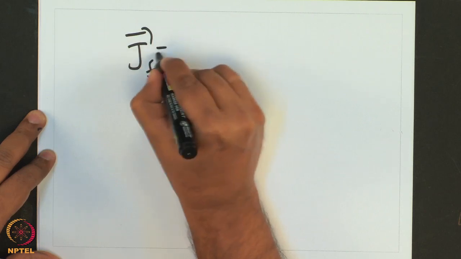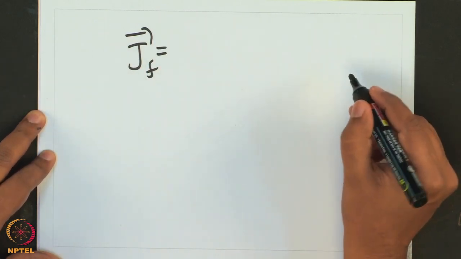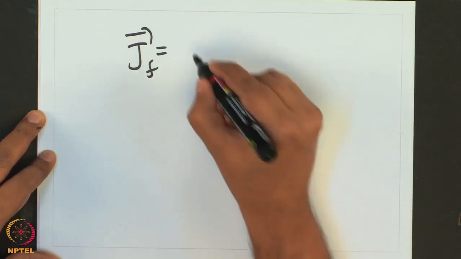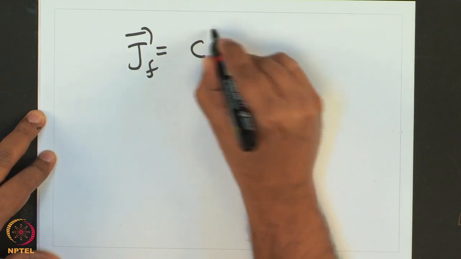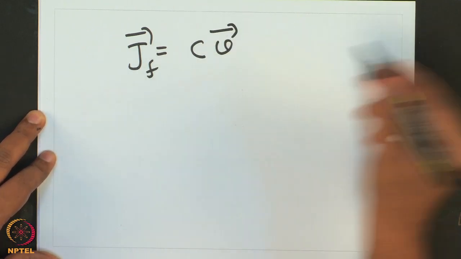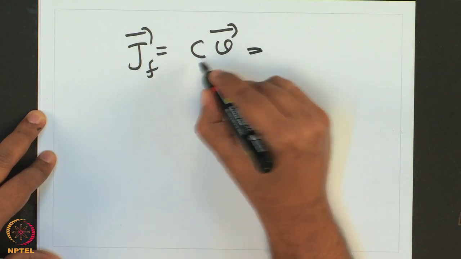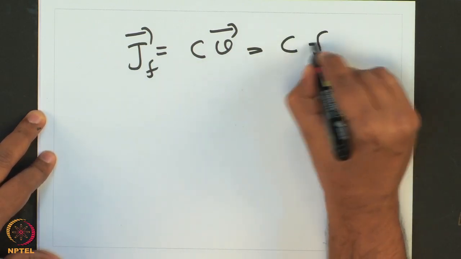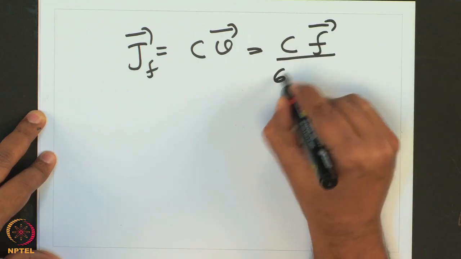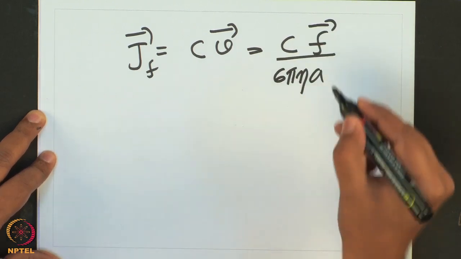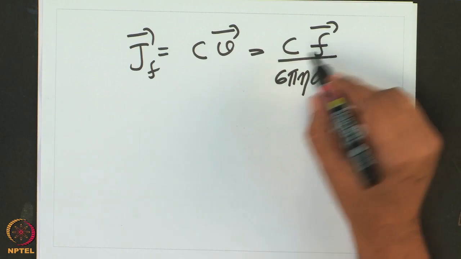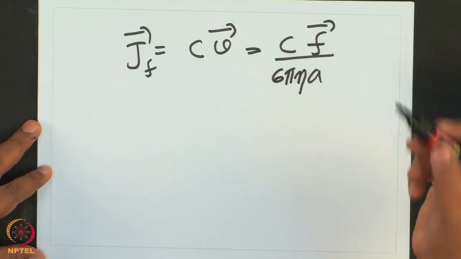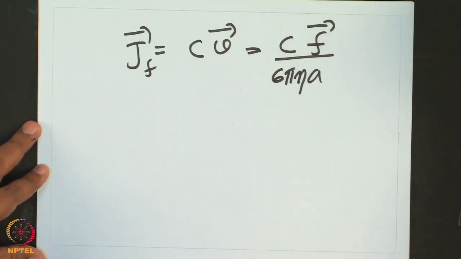So JF is the current due to the electrostatic attraction, which we know is C times V, where V is the velocity, and this is related to the force. Velocity is always related to force. It is C times F by 6 pi eta a if you have spherical particles. So we assume the ions to be spherical.